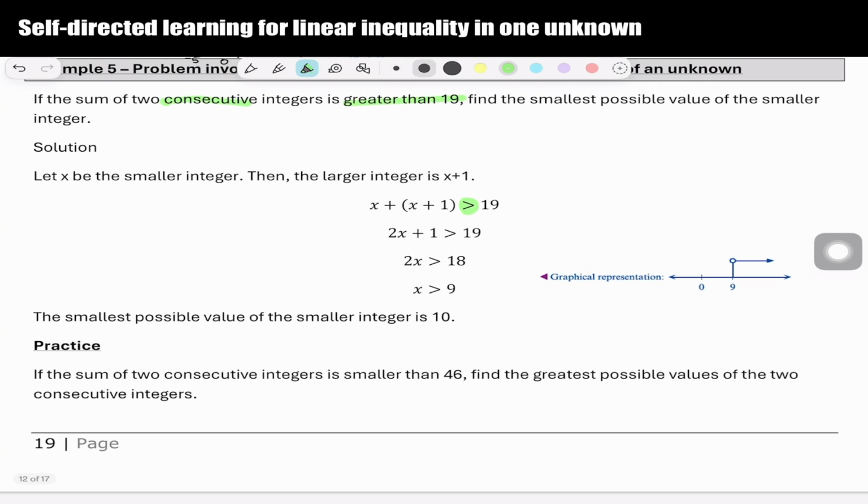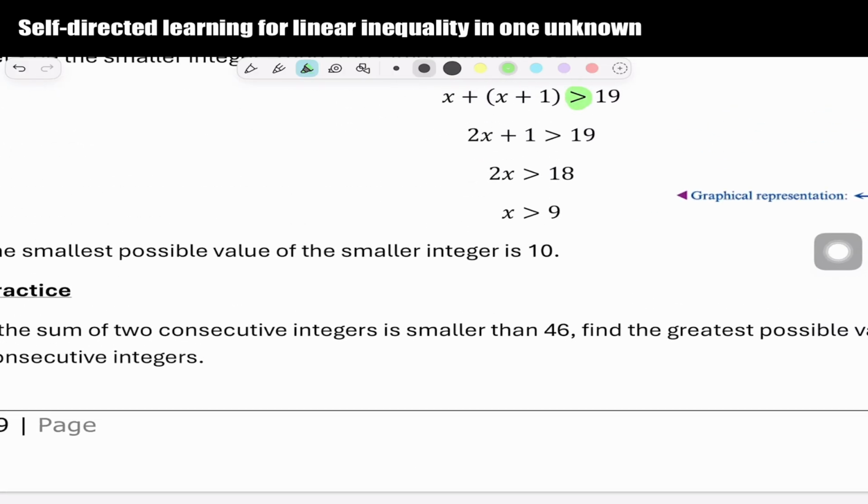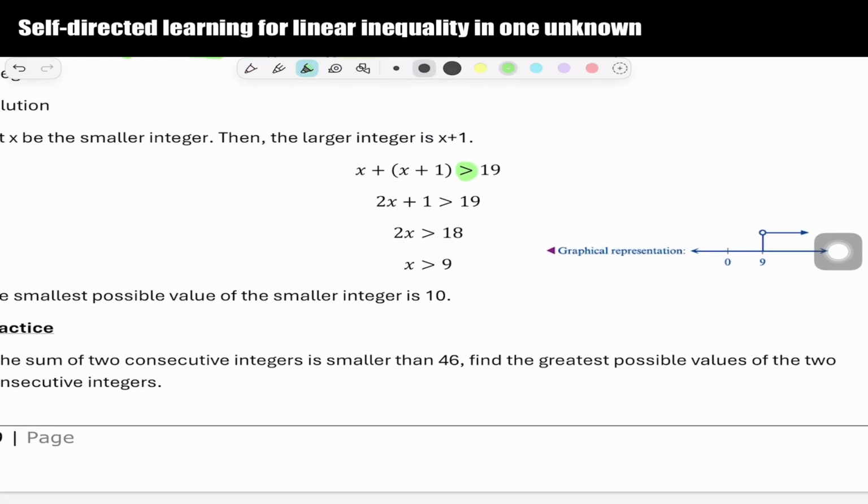So next one, let's see this one. The practice, if the sum is smaller than 46. We're looking for the greatest possible value. So we can just let the smaller integer be x, and then the other integer is x plus 1.